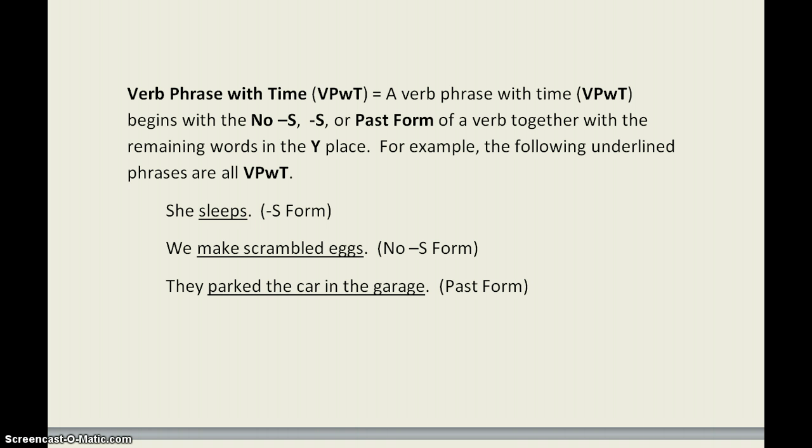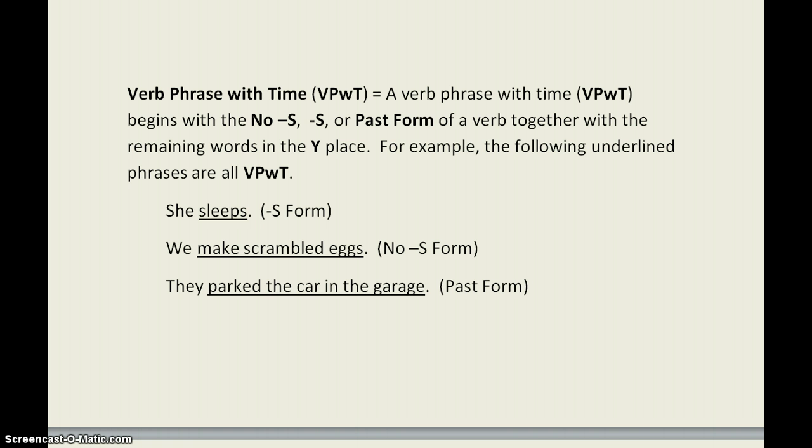She sleeps. The Y portion of that sentence, sleeps, has the s form. It's a verb phrase with time, and really we're saying it's a verb phrase with time because that verb ties with time. Sleeps ties with the present. We make scrambled eggs. Make scrambled eggs is Y, and the head is the verb make. Make is the no s form. The no s form ties with the present. This is a verb phrase with time.